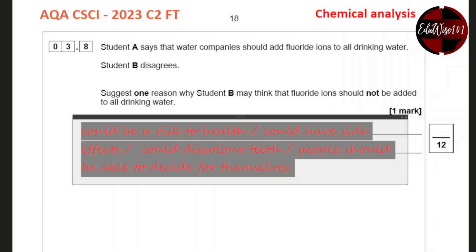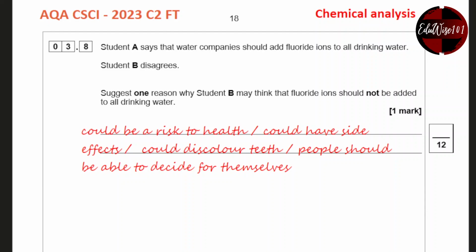So any of these points will give you 1 mark. Could be a risk to health, could have side effects, could decolorize water. People should be able to decide for themselves. Right? Any of those points will give you 1 mark.